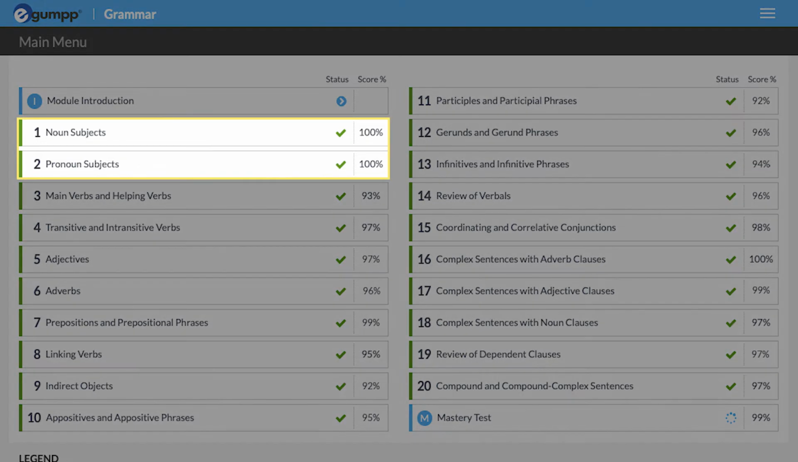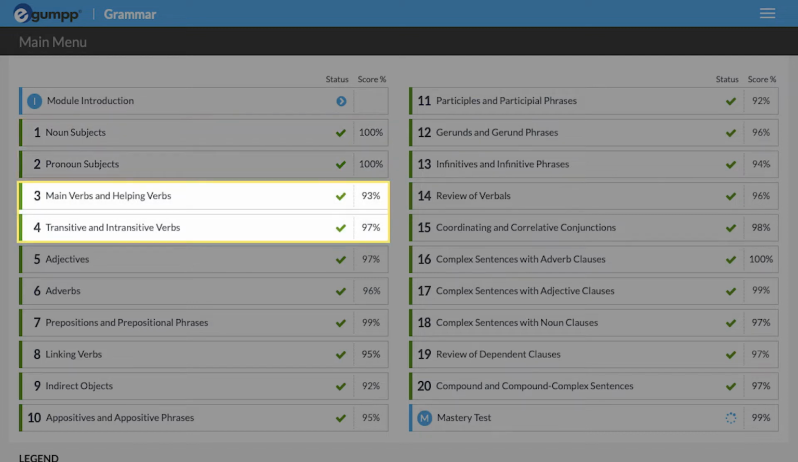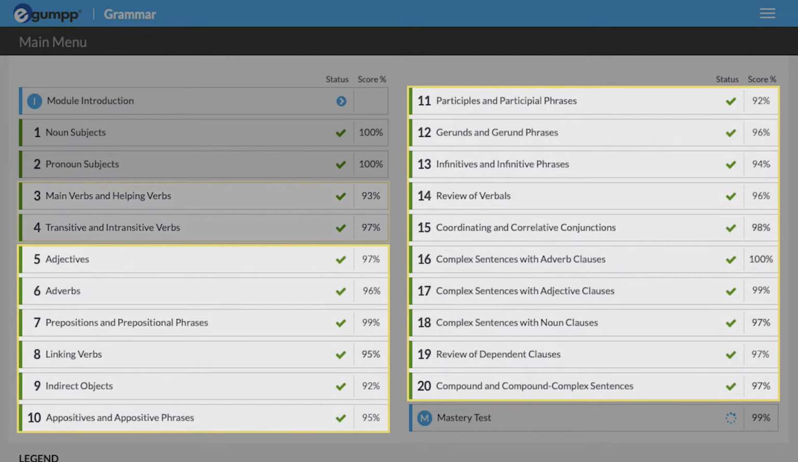You start in Lesson 1 and 2 by only identifying noun and pronoun subjects. In Lesson 3 and 4, you are required to identify the subject and all verbs. And, starting in Lesson 5 and thereafter, you must identify the subject, all verbs, and the function of all words presented in the current lesson and in all previous lessons.